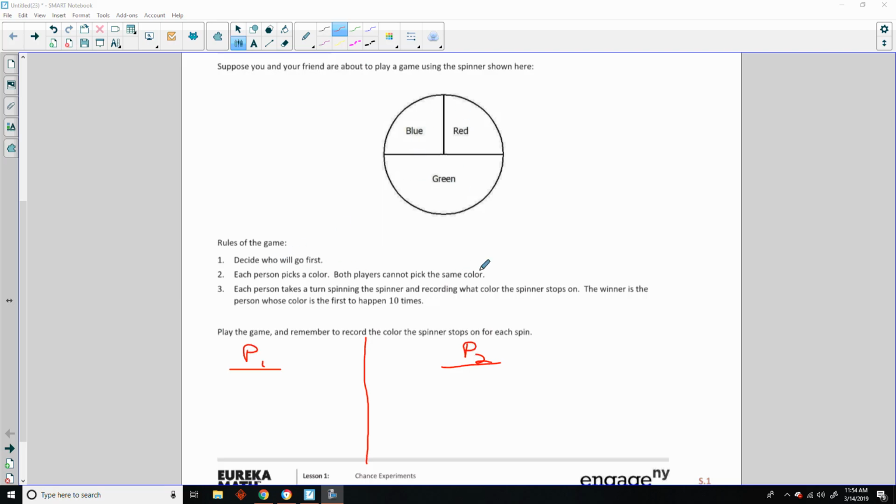So each person picks a color. Both players cannot pick the same color. So let's say player 1 chose green. So player 1's in green. Instead of writing the word green, I'll write player 1 in that color. So here's player 1, and player 2 chose red, so we'll just leave that red. Okay. Each person takes a turn spinning the spinner and recording what color the spinner stops on. The winner is the person whose color is the first to happen 10 times.